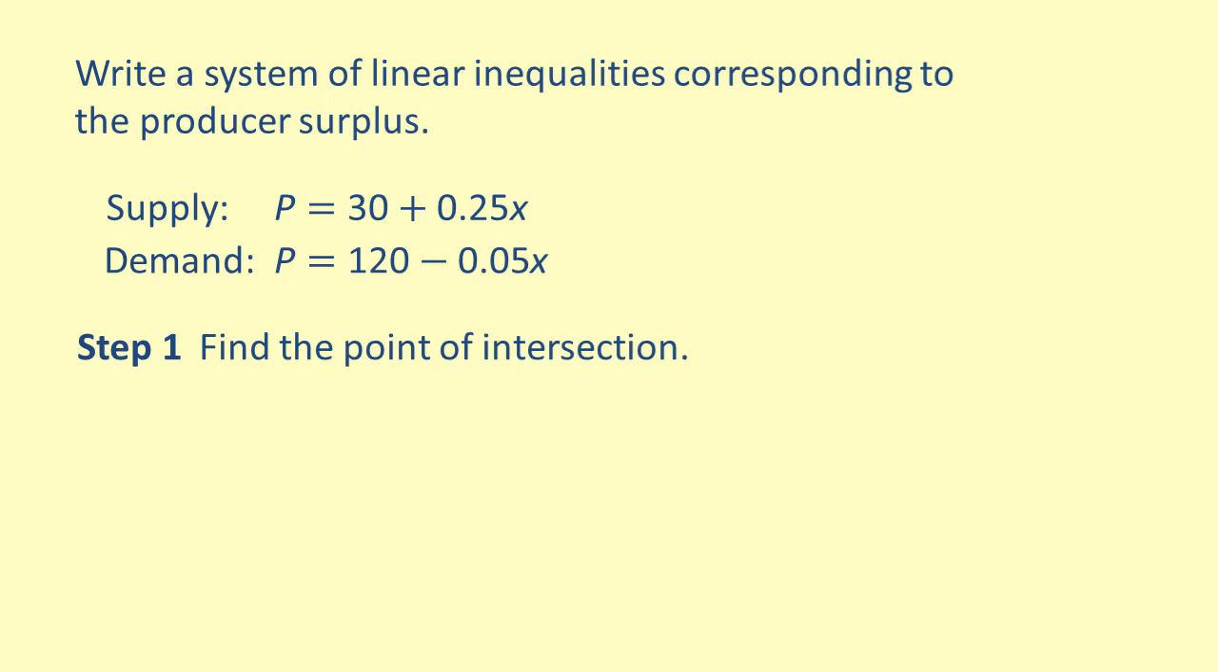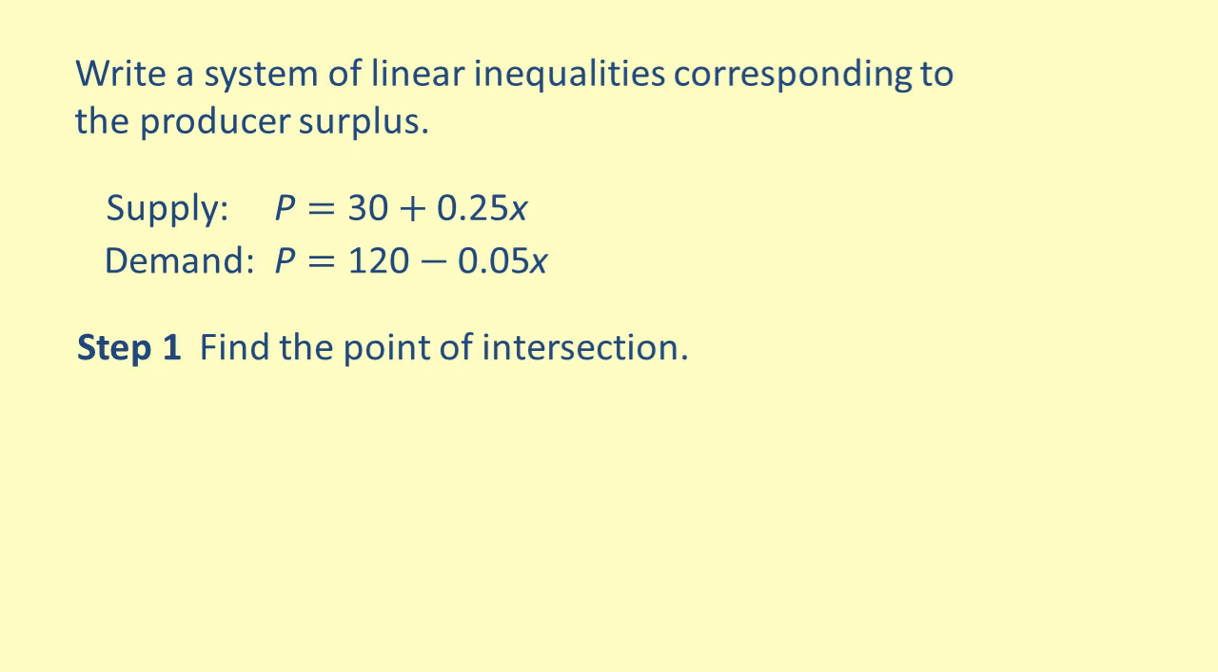Let's use what we've learned to solve the following problem. Write a system of linear inequalities corresponding to the producer surplus for the following supply and demand equations. Supply: P equals 30 plus 25 hundredths times x. Demand: P equals 120 minus 5 hundredths times x. In both equations, x represents the amount of particular items sold and p represents the producer surplus, or amount of money that the producers benefit by selling at a market price that is higher than the least they would be willing to sell for.